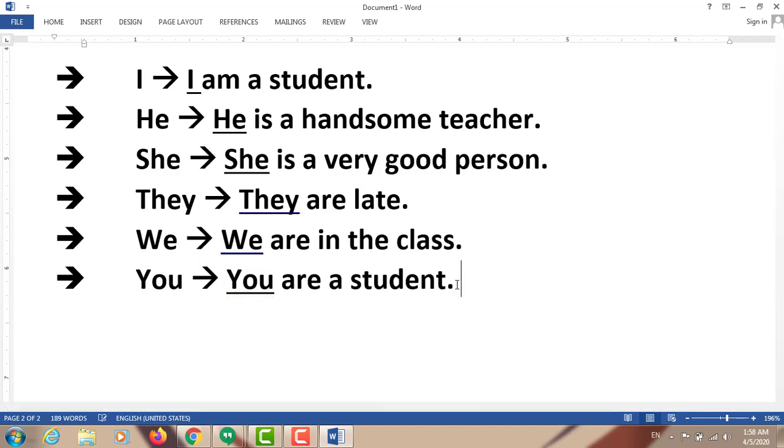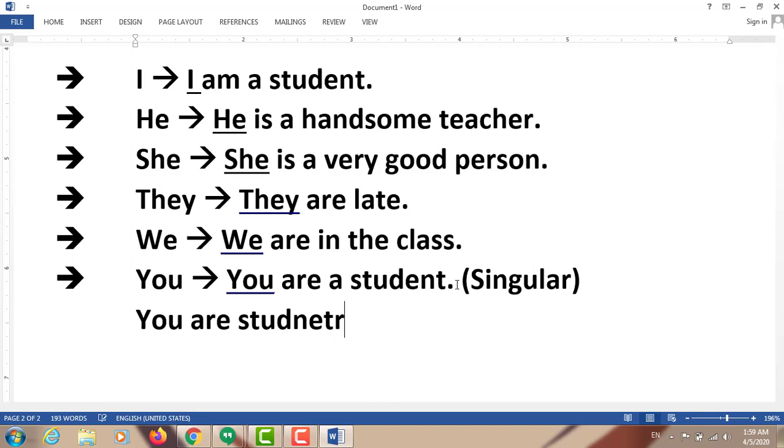It is used as singular. Okay. Next one. You are students. You are students. Here, you talks about plural number. I mean a group of people. So this one here, it's used as plural.